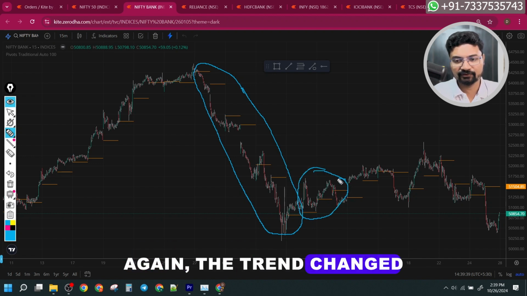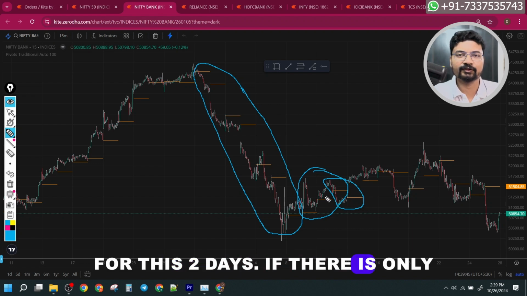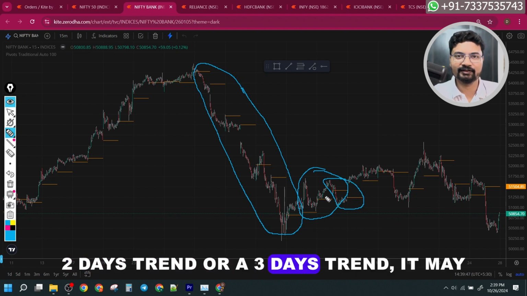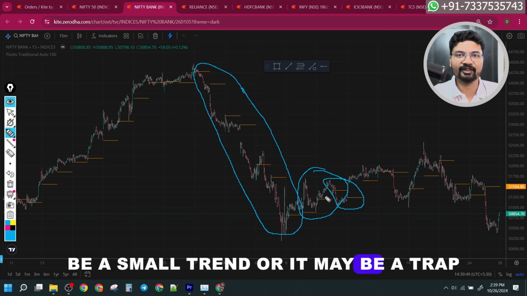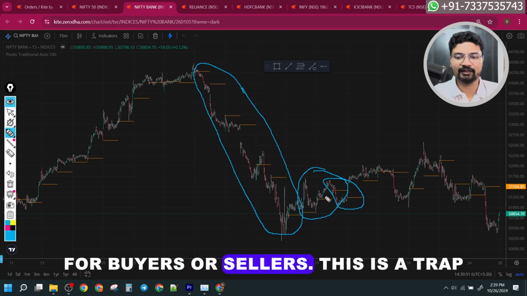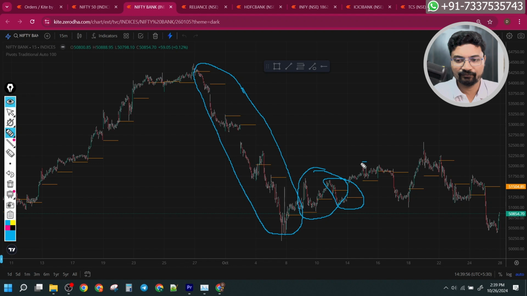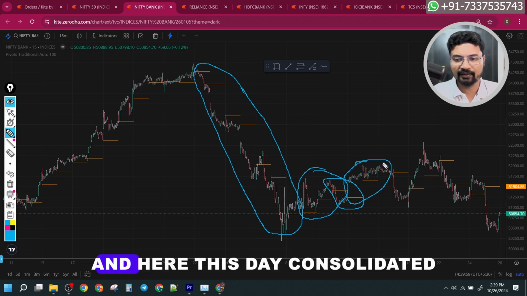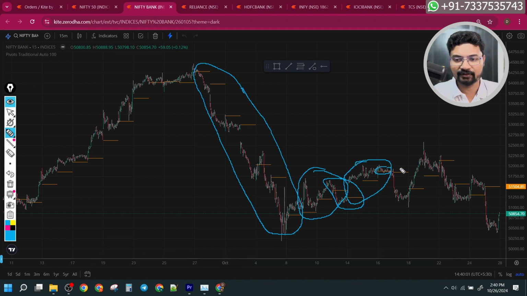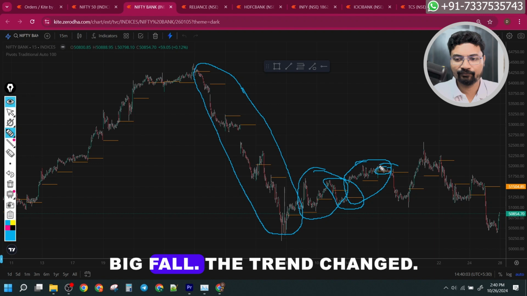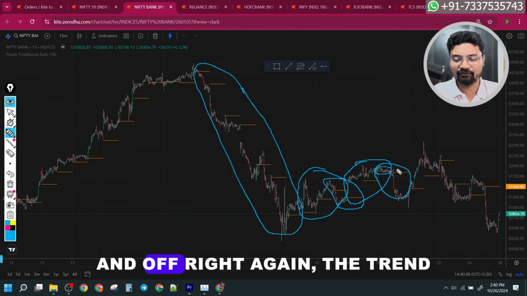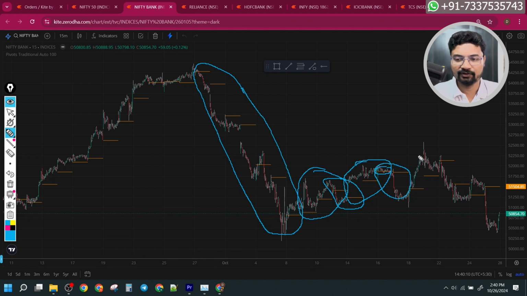Again the trend changed for these 2 days. If there is only 2 days trend or a 3 days trend, it may be a small trend or it may be a trap for buyers or sellers. This is a trap for sellers, and next day it moved higher. Next continuous 2 days, and here this day it consolidated, and next day big fall. The trend changed, and after that again the trend changed for next 2 days or 3 days.